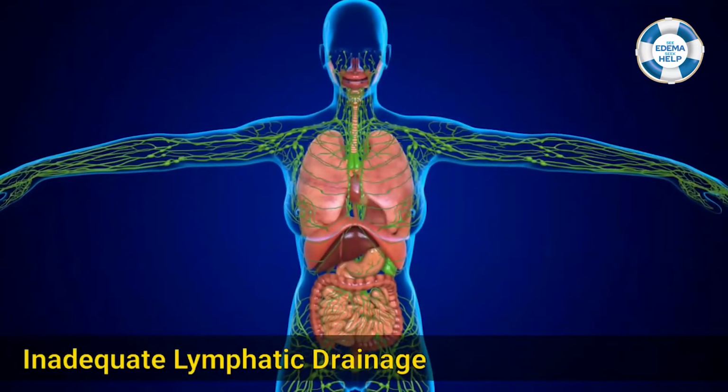Next is inadequate lymphatic drainage. A term we commonly see is filariasis, where, because of filariasis, there is impairment in drainage of lymph, a fluid seeped into the interstitium, into the blood circulation. This is called filariasis or ineffective lymphatic drainage.